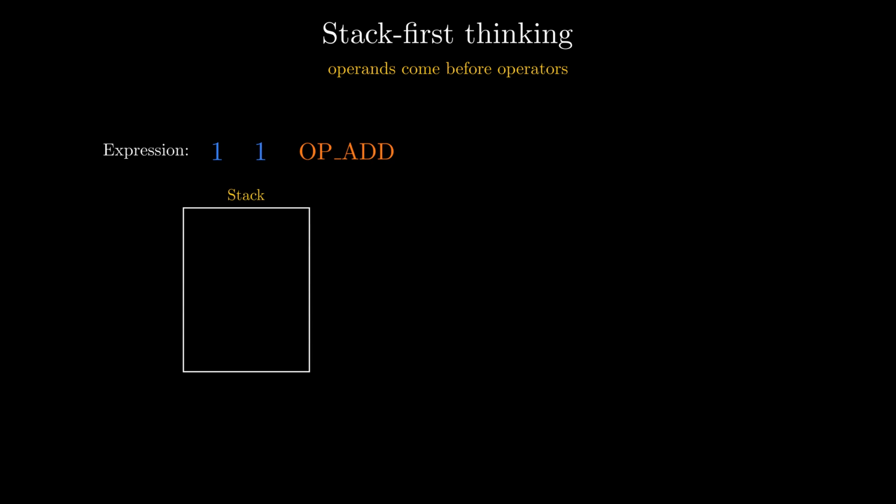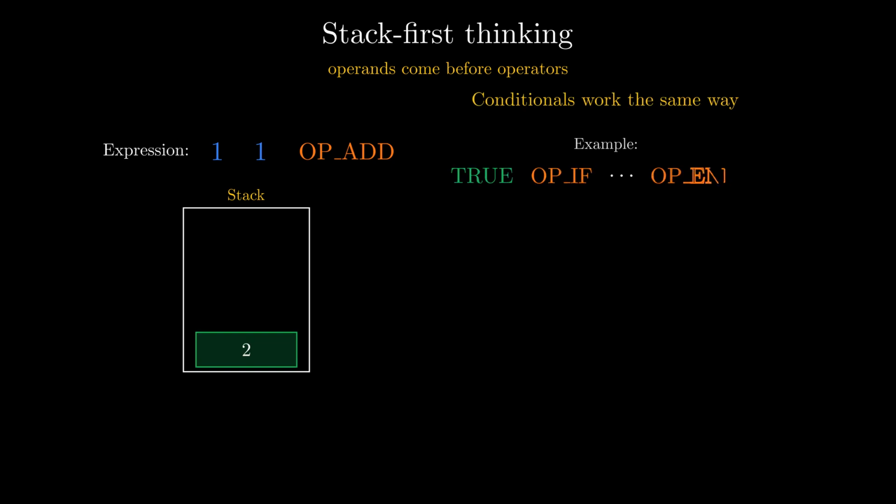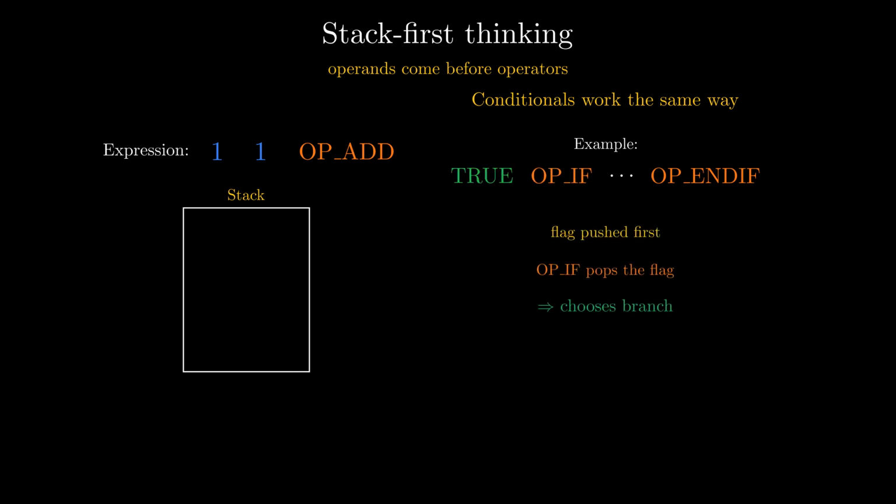In Bitcoin script, operands come before operators. The expression 1 1 OP_ADD pushes 1, then 1, then OP_ADD pops both and pushes 2. Conditionals work the same way. The true or false flag must already be on the stack before OP_IF executes. OP_IF pops that flag and chooses a branch. The condition isn't written inside the if block like in Python or C. It's pushed onto the stack first.